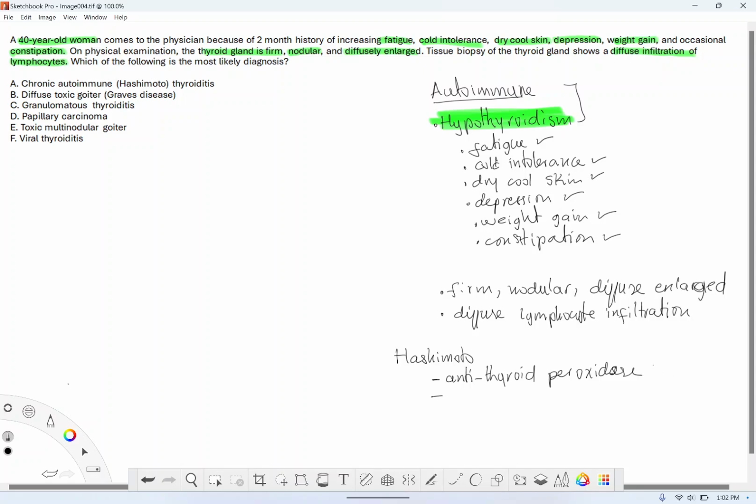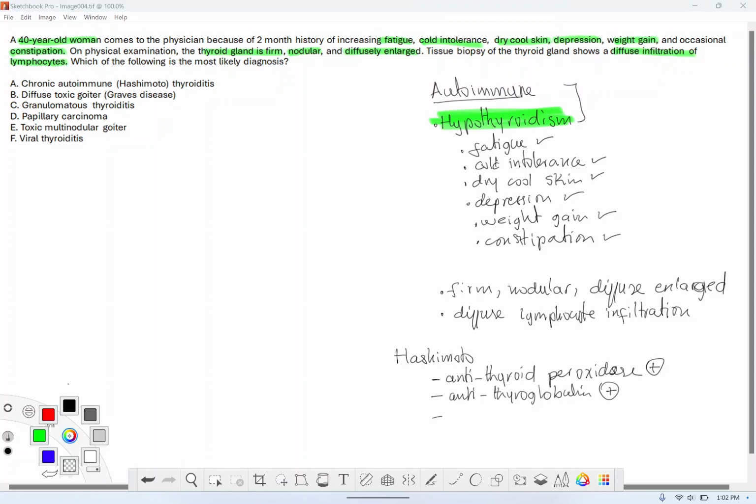Well-known antibodies. These patients are positive for those, or they have anti-thyroglobulin antibodies. Thyroglobulin is a protein that carries thyroid hormone in blood. Antibodies positive, so look for those things. You can also have anti-TSH receptor antibodies that destroy the TSH receptor, not TSH stimulating antibodies, but TSH destructive antibodies. Okay, so this is Hashimoto for me.